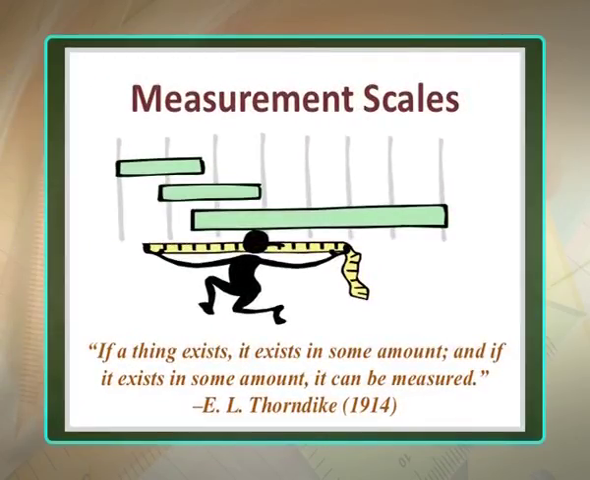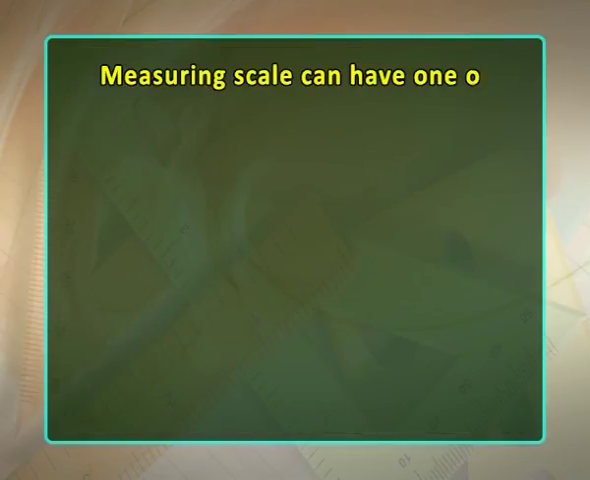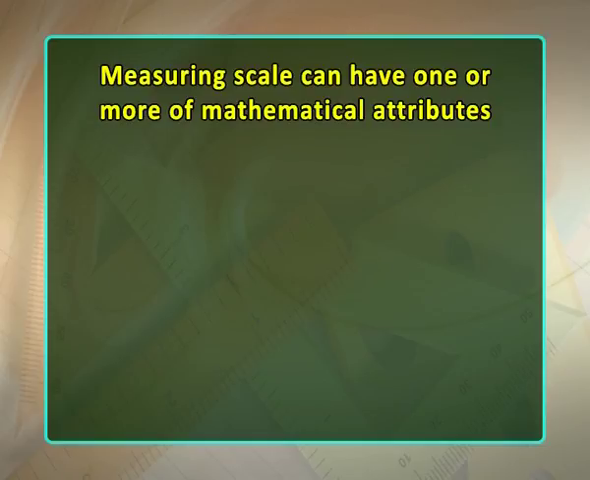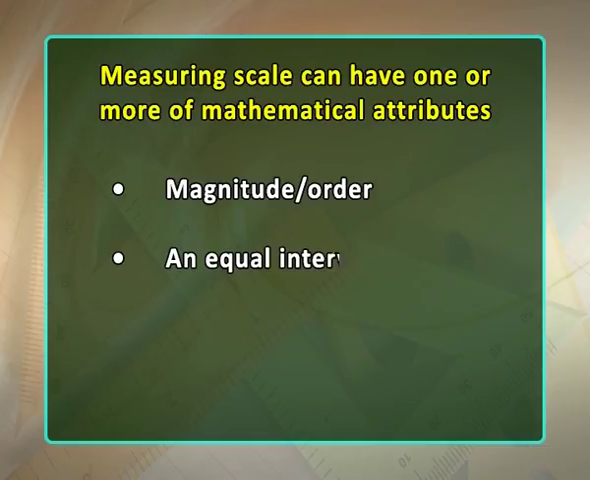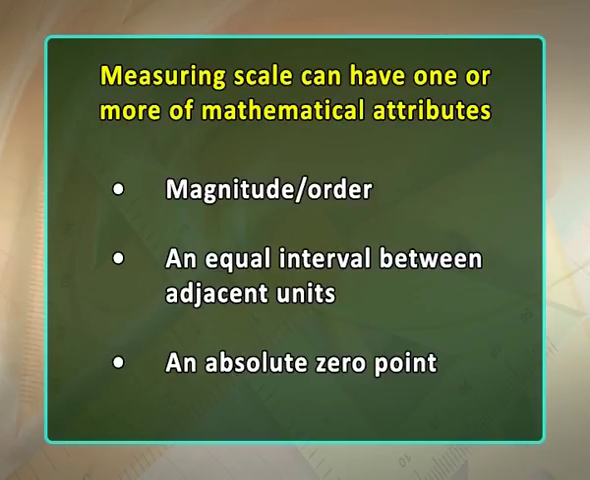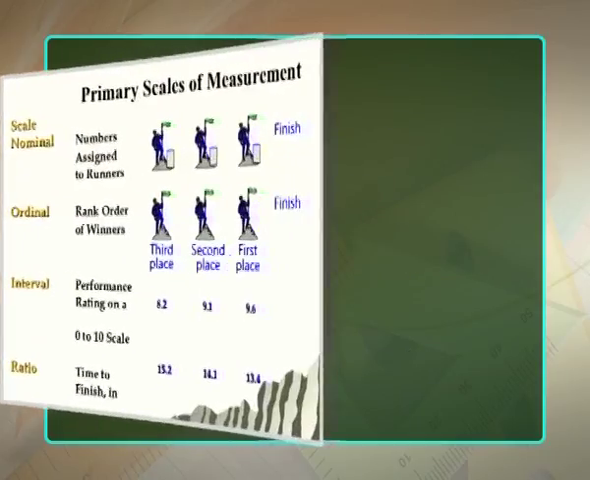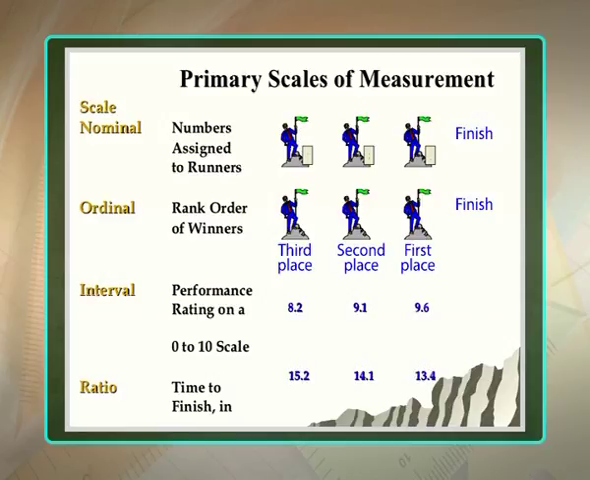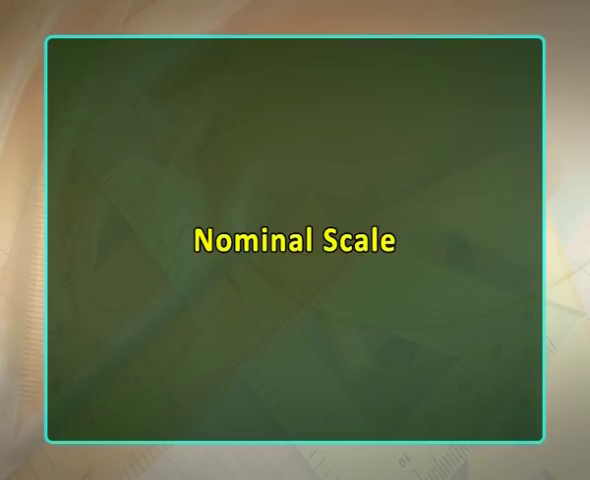Still, we can develop a consistent scheme for classifying measurement scales according to different levels of refinement. Theoretically, a measuring scale can have one or more of the following mathematical attributes. First, magnitude or order. Second, an equal interval between adjacent units. Third, an absolute zero point. It is generally agreed that there are four kinds of measurement scales, according to corresponding levels of measurement. A brief discussion of these scales is given as: first, nominal scale.